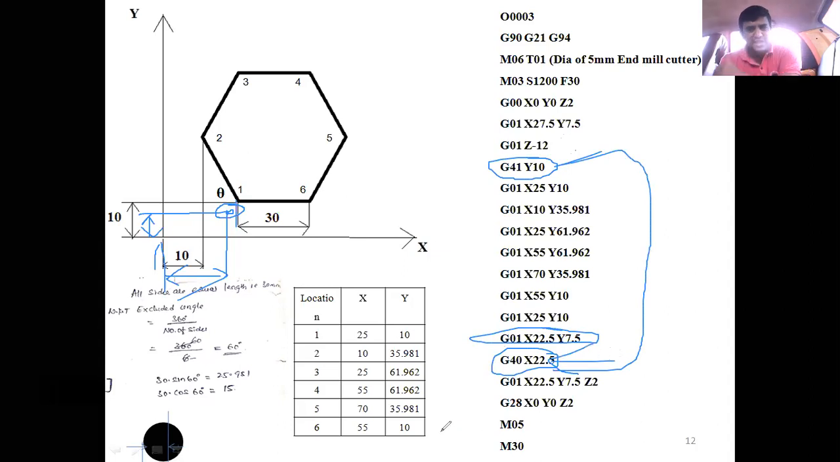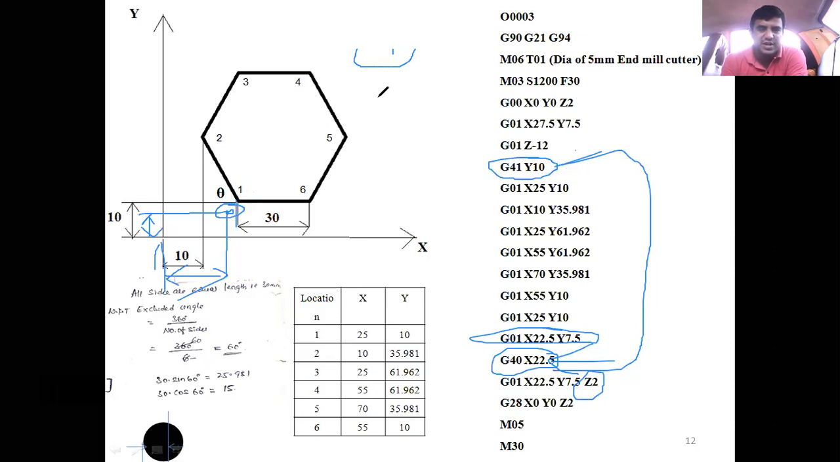Then after that, remove the depth of cut. Z value is 2: G01, X22.5, Y7.5, Z2. Now once the tool has performed its operation and the depth is removed, then send the tool to where? Send the tool to home position. How do you send the tool to home position? By giving the coordinates G28, X0, Y0, Z2.